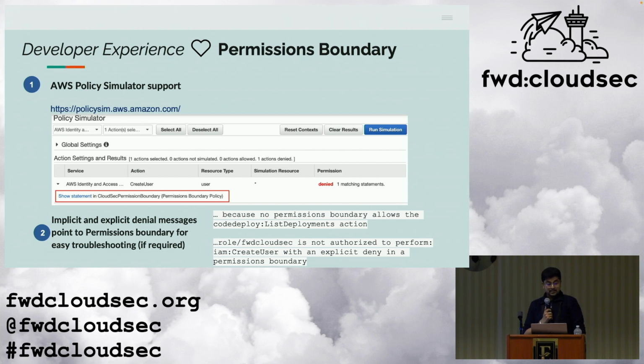That's a really good thing. The second thing is that you also see implicit and explicit denial messages for troubleshooting. So if you have an access denied, you really see the reason why it's happening. What we at Booking.com really wanted was to make the developer experience seamless. And with the permission boundary approach, it's going so well so far. At the same time, central security teams are able to enforce controls at the organization level.